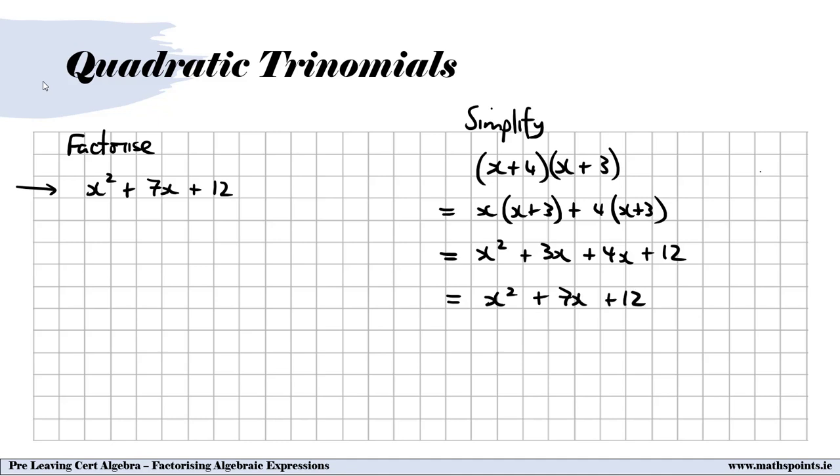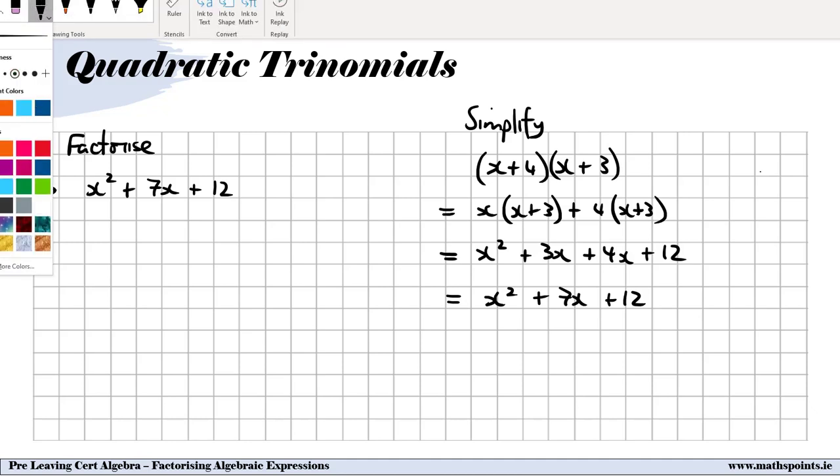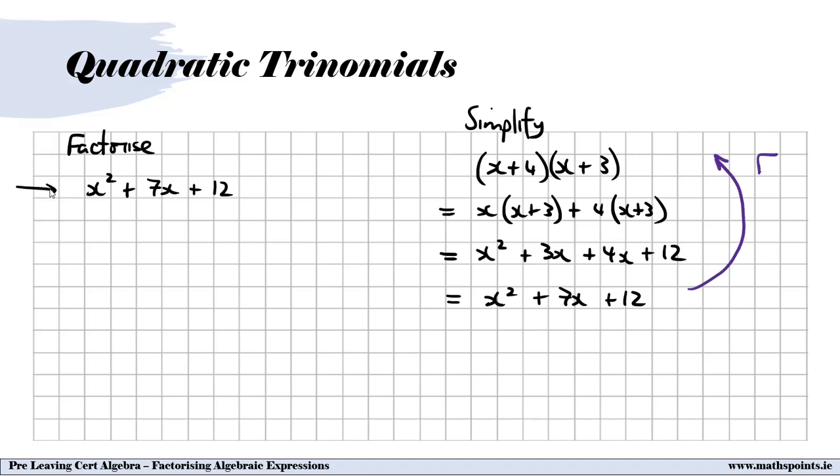And so that's a question we may have seen in an earlier video where I would have asked you to expand a set of brackets. And what we're going to do now is see how we can take this final answer down here, x squared plus 7x plus 12, and factorize it to get back to the original algebraic expression with the 2 brackets multiplied by each other.